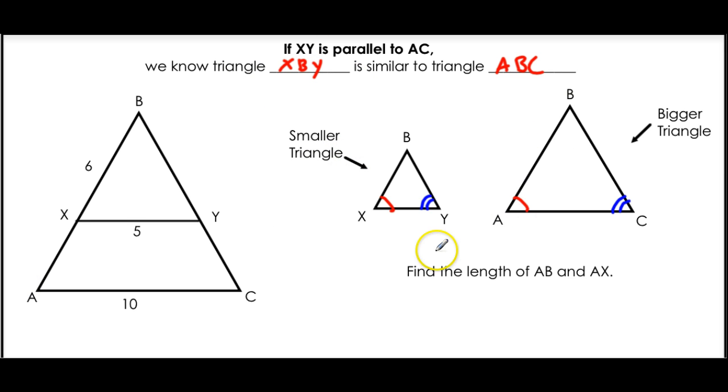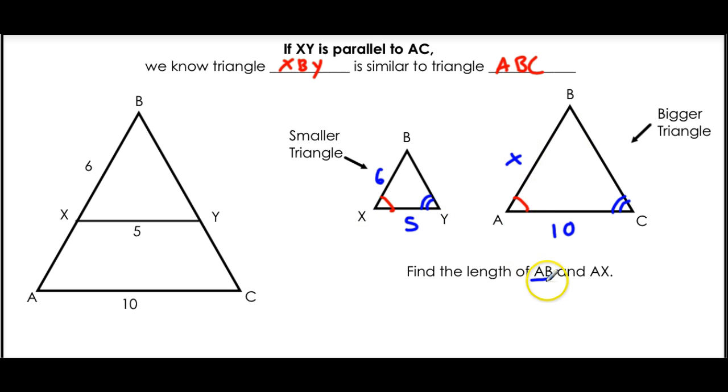We want to find the length of AB and AX, and we're going to start with AB here. We're going to do that by just transferring over our triangles to here. Here's our smaller triangle and here's our bigger triangle. Now we know XB is 6 and we know XY is 5, and we know AC is 10 and we have no idea what AB is, so we're going to call that X.